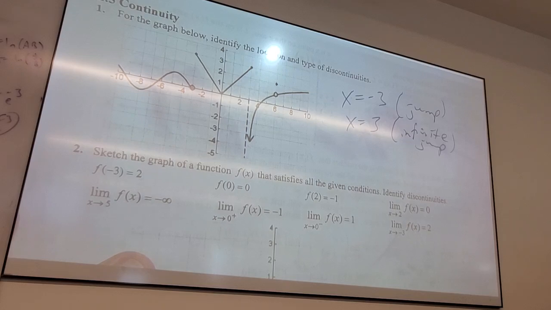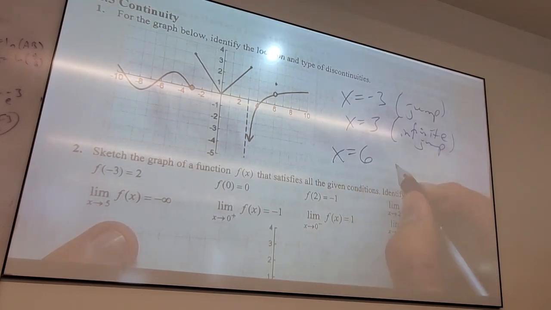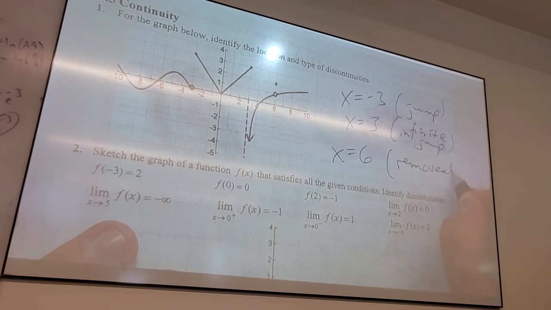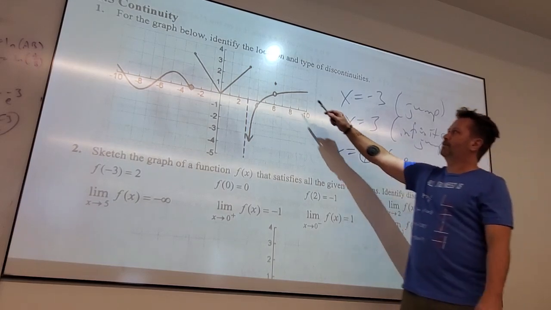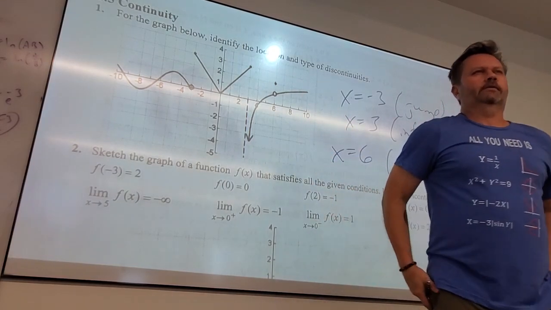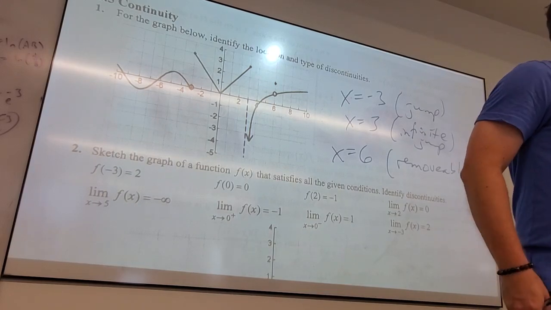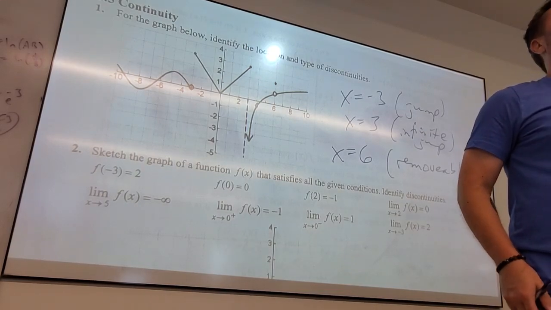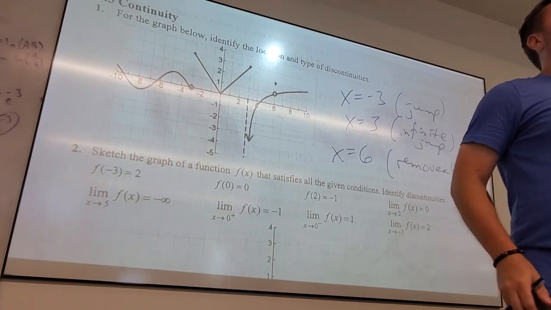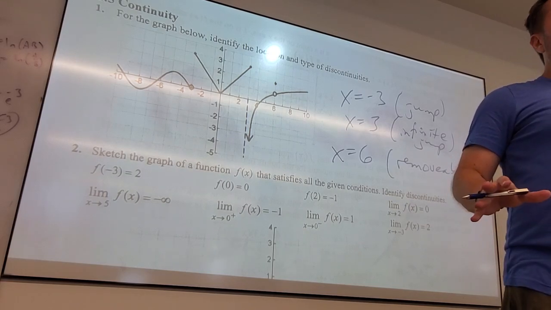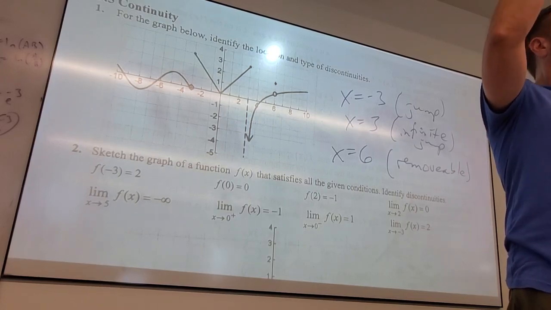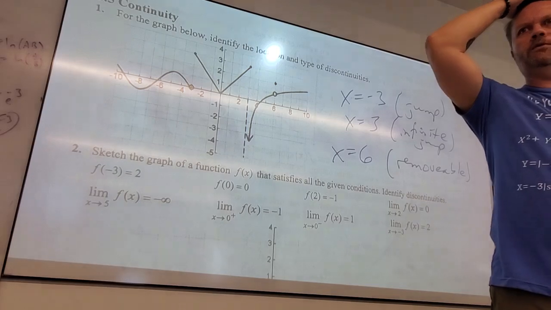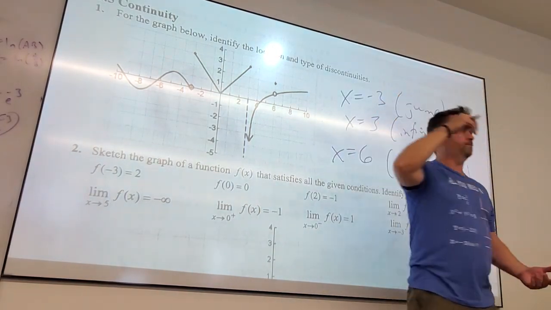Where's the next place it's discontinuous? 6. And what kind of discontinuity is that? Removable. Did somebody attempt to remove it? Yes. Did they succeed? Obviously not. Close enough for grammar work. Fill it in with your pencil and it's removed. Is everybody okay with that? That's not too bad. The names go along with what they look like. Mathematicians, we don't always do that. We don't pick the best names all the time.